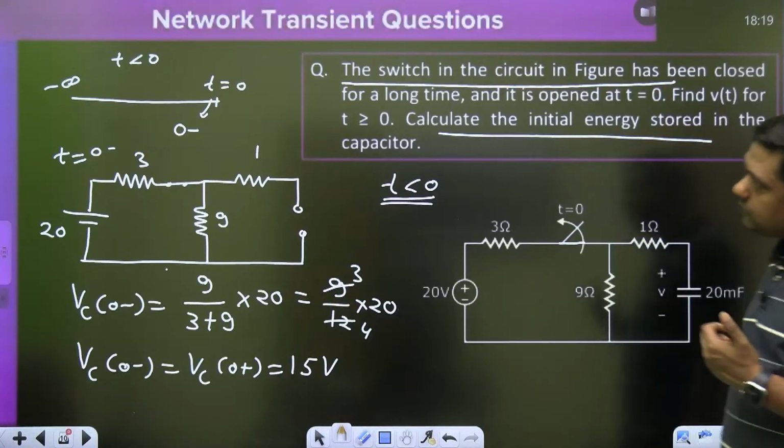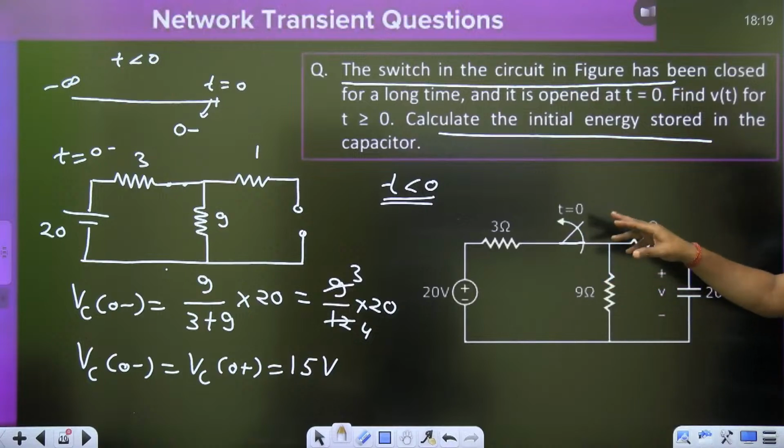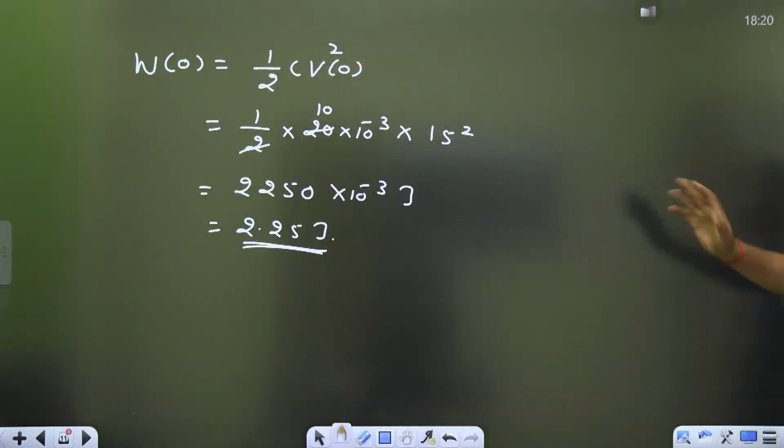Now first of all, the switch is closed. Initially the switch is closed and we are going to open it. So before opening the switch, the circuit reached what? Steady state, and that's why this capacitor has some initial voltage. What is the initial voltage? 15 volt. It has some initial energy, 2.25 joule.